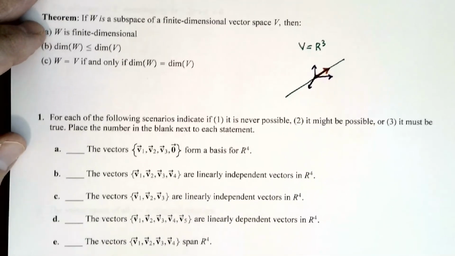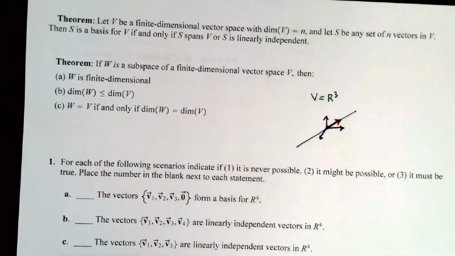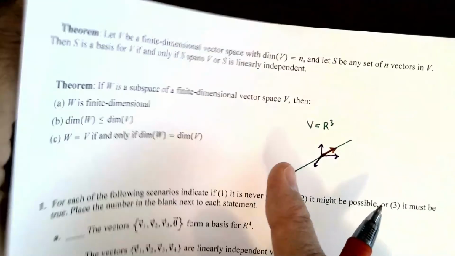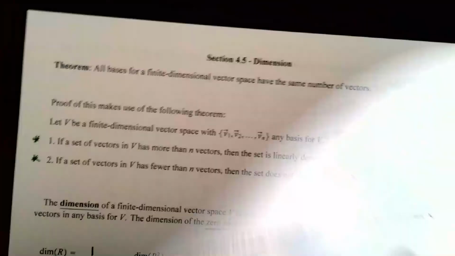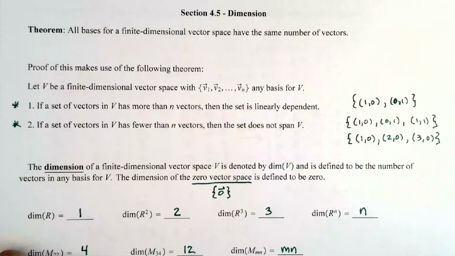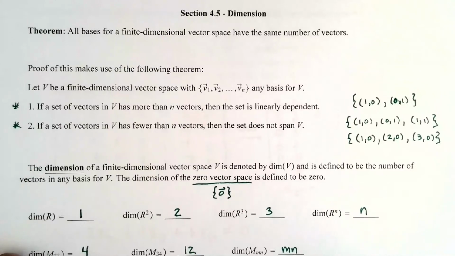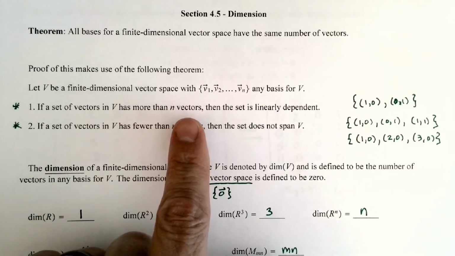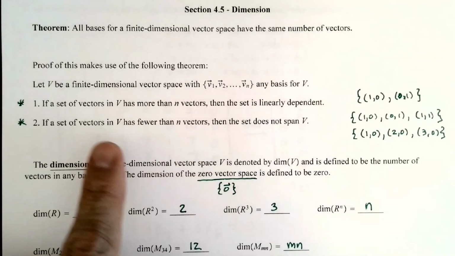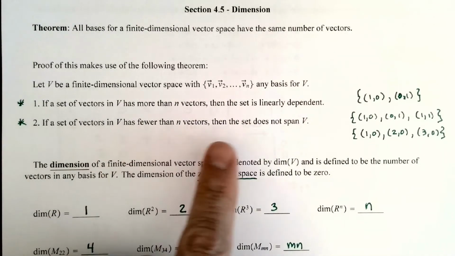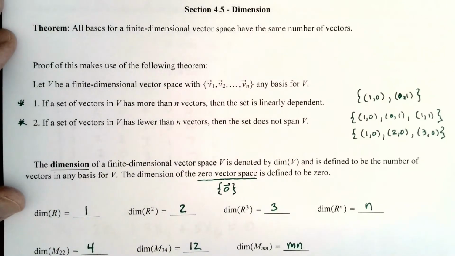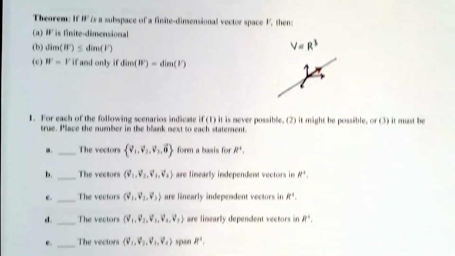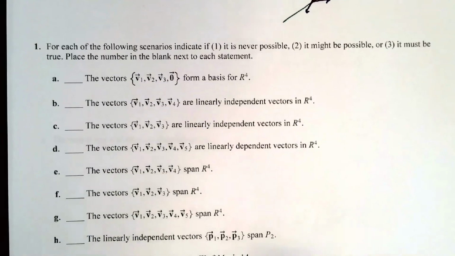All right, so we're going to put together this idea here, as well as what we talked about in the last video. Remember, if we have a vector space with dimension n, if there are more than n vectors, then that set is linearly dependent. If there are fewer than n vectors, then that set does not span the space.